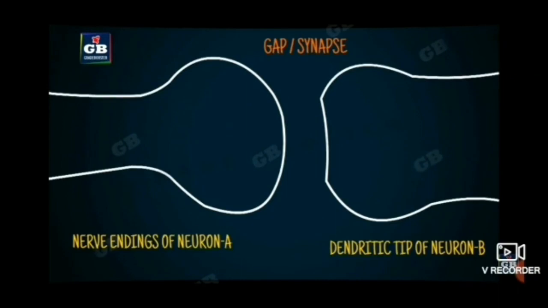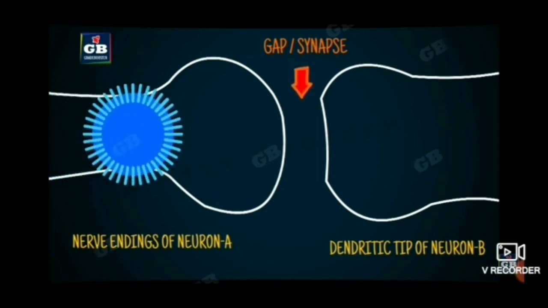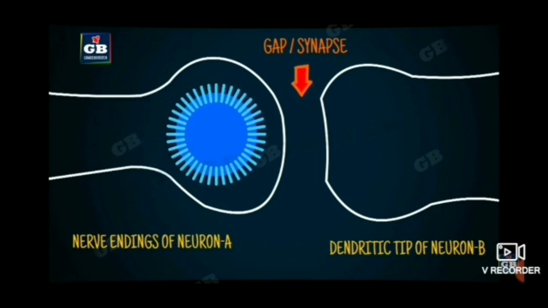So this gap or junction is called the synapse. Here's the question. If neurons are not connected to one another, then how is the electrical impulse passed from one neuron to another? Let's see. At the ending of the axon, that is at the nerve ending, the electrical impulse triggers the release of some chemicals. That means the electrical impulse is converted into a chemical.